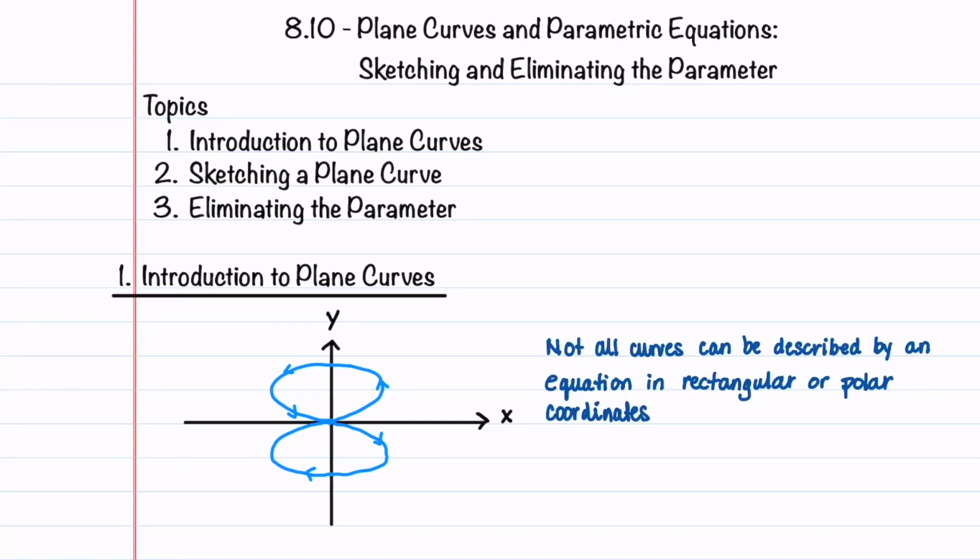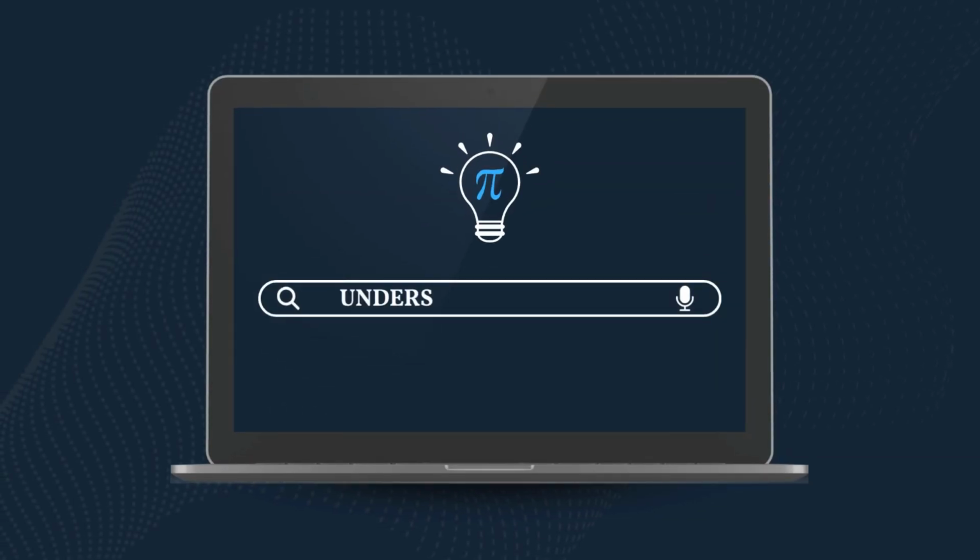Do you need to learn more about how to sketch a plane curve and convert a parametric equation to a rectangular equation by eliminating a parameter? I'll show you some simple steps that you can follow to do both of these and walk through some example problems.